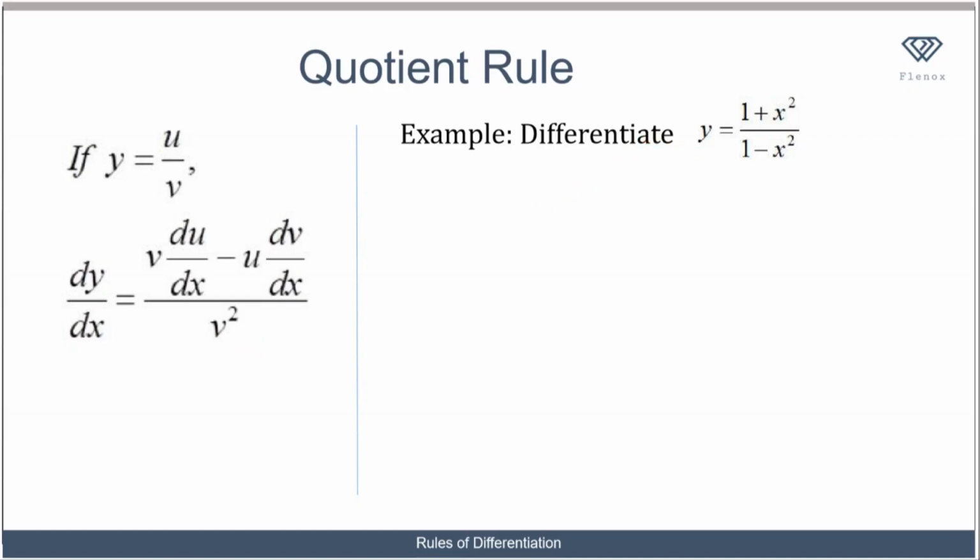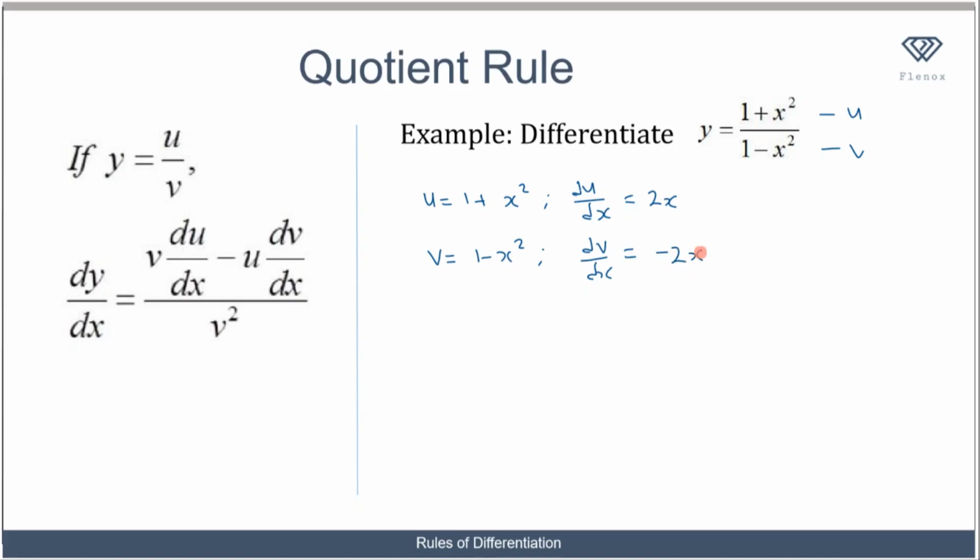Let's see how to apply that. The first thing we do is label the numerator and denominator. We call this one u and this one v. So u is equal to 1 plus x squared. I can easily find du over dx: differentiation of the constant gives 0, and when I differentiate x squared, I have 2x. Now for the denominator, v is equal to 1 minus x squared. For dv over dx, differentiating the constant 1 gives 0, and differentiating minus x squared gives minus 2x.